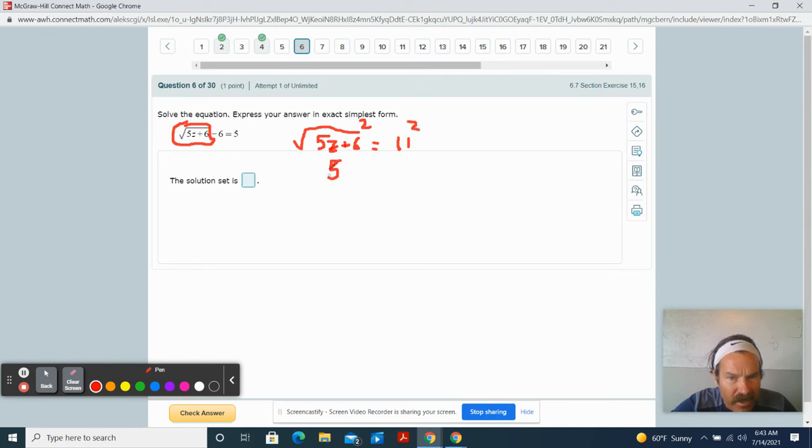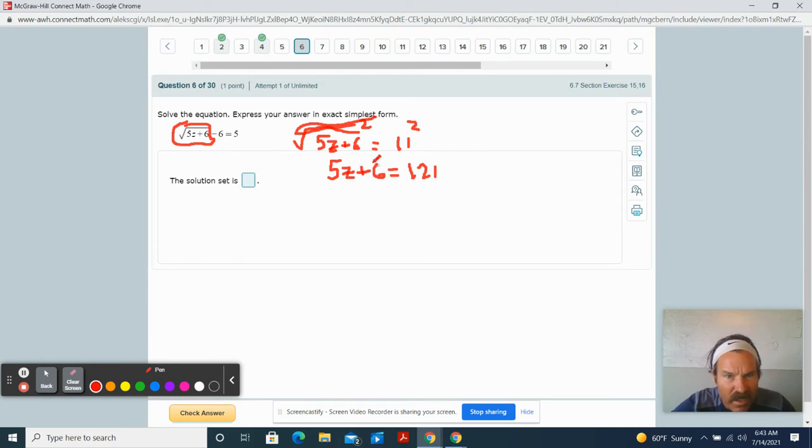All that happens on the left-hand side is the square and the square root cancel. So you just write down what is left underneath your radical sign, and just remember to square the right-hand side too. So you get 121, and now you just solve this equation.